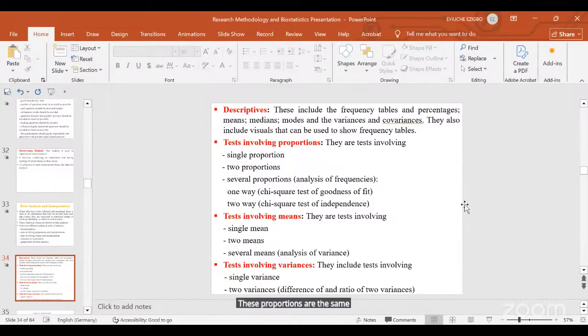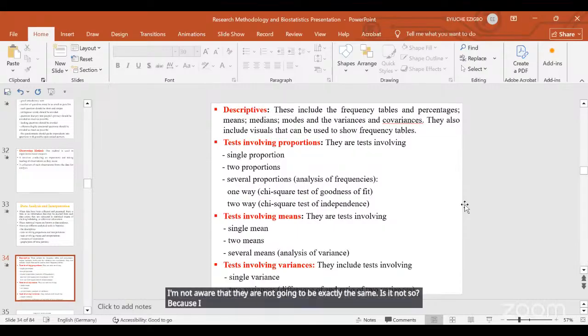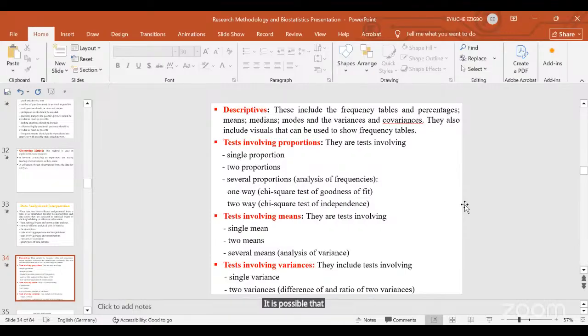Are they the same? I know very well that they are not going to be exactly the same. Is it not so? Because I obtained the data from a sample. So they are not going to be exactly the same. It is possible that blood group A has a proportion of 0.2, blood group B has a proportion of 0.05, blood group AB has a proportion of 0.6, and blood group O has a proportion of 0.25. When I add up all of them, it is going to be equal to what? 1. I hope it's clear.